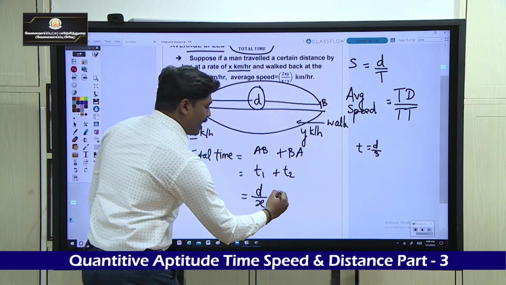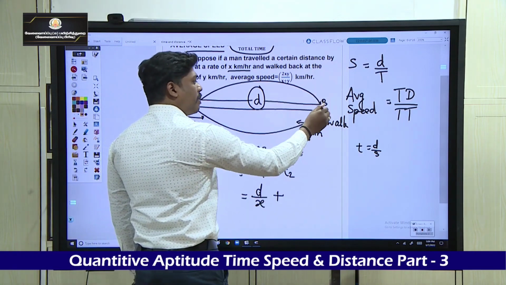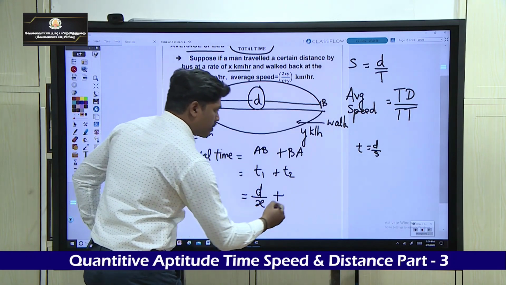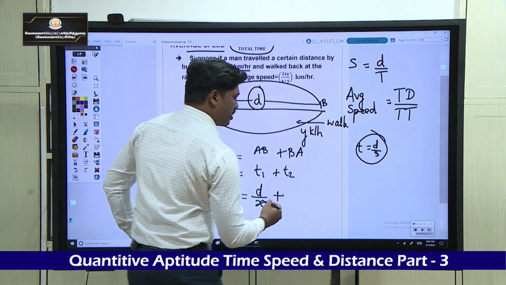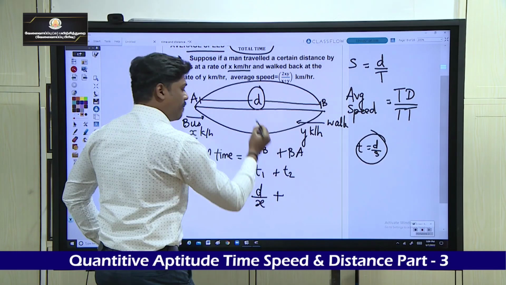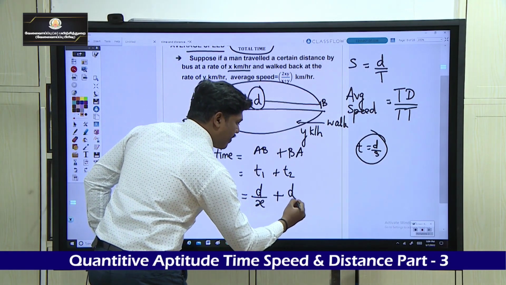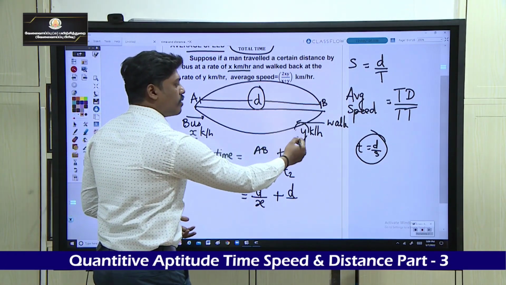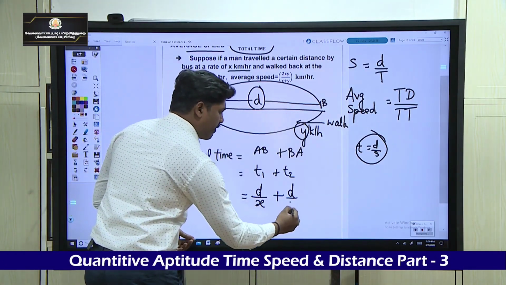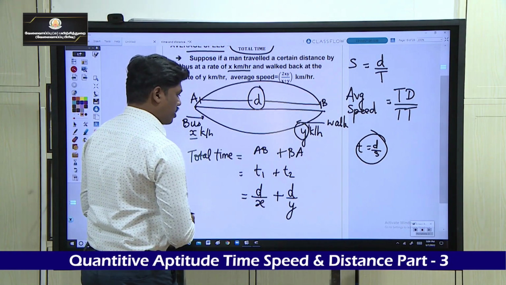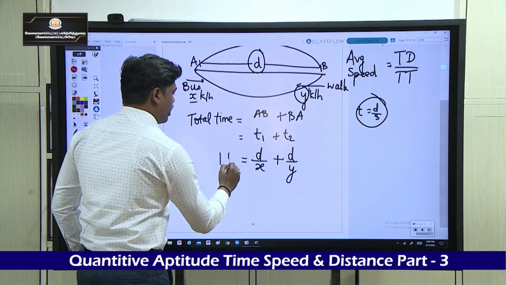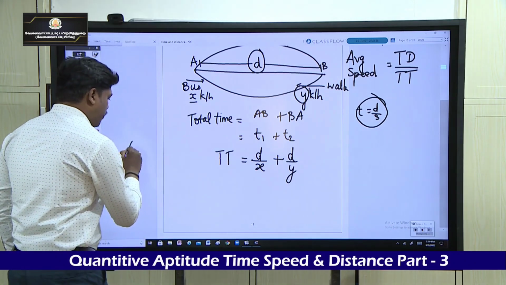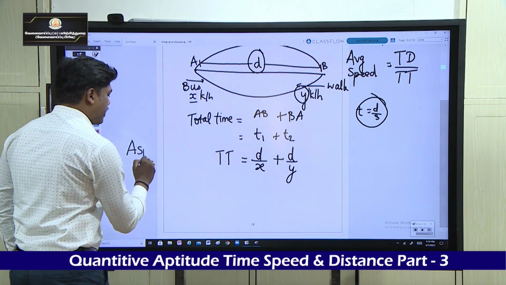Next is time taken. T2 is the time taken by the person to reach A from B. Time is distance by speed. So, the distance from B to A is the same D, divided by the speed of the person, which is y km/h. So, divide by y. This is the total time taken. So, what do we need to find here? We need to find the average speed.